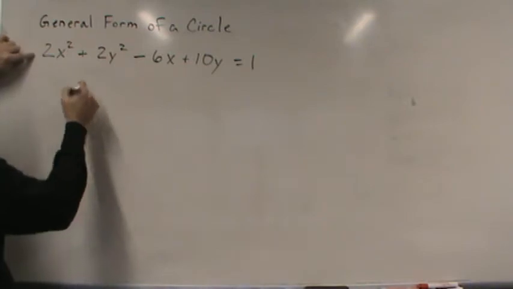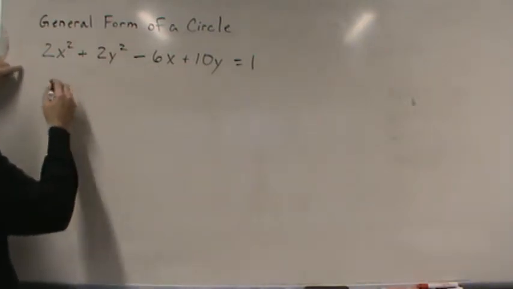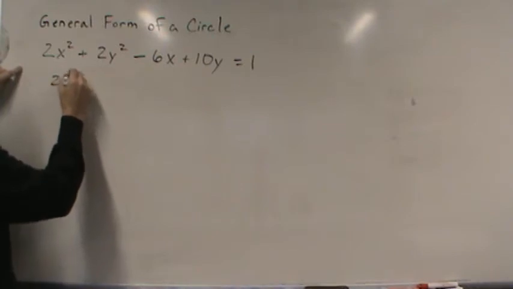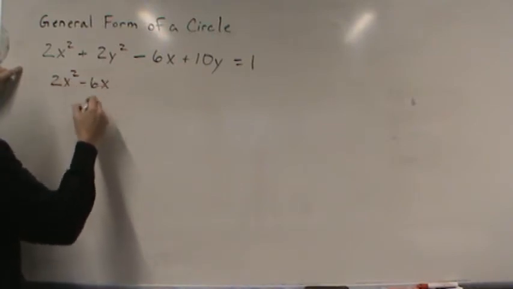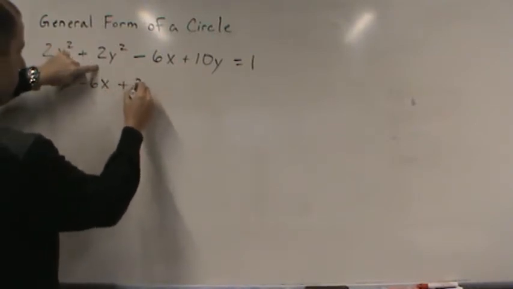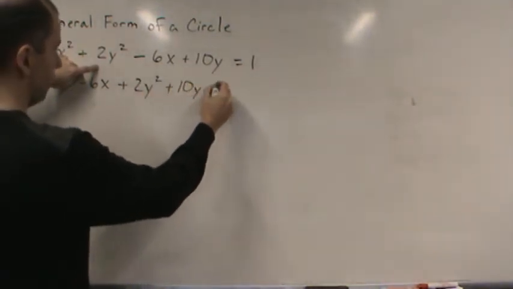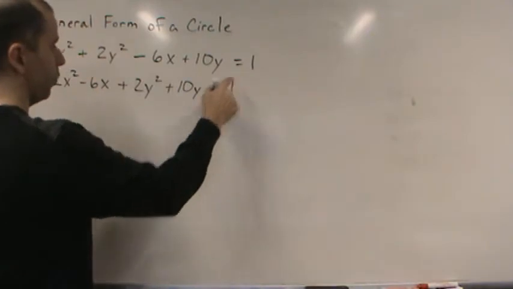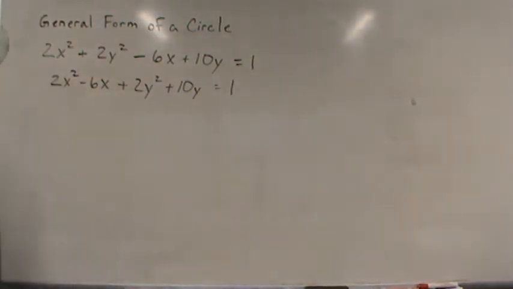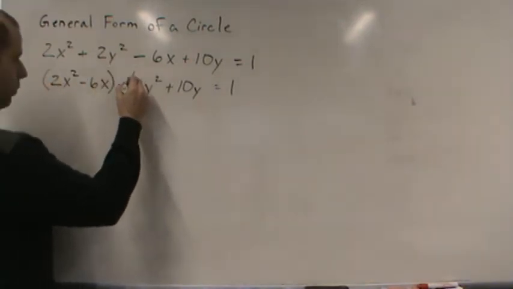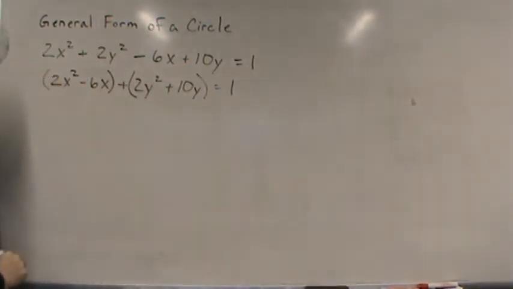So here, I'm going to put the x with this x. So I'm going to rearrange these terms. So I'm going to write it 2x squared minus 6x plus 2y squared plus 10y is equal to 1. Now I've already got the 1 over here, so we don't have to worry about moving the constant. And so now I'm going to group these.